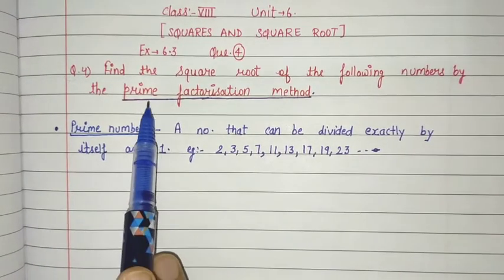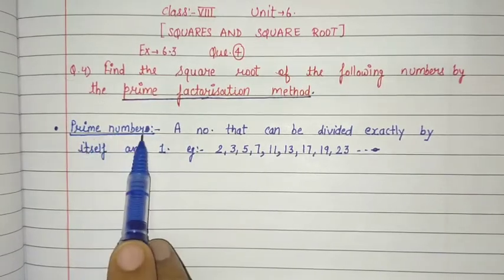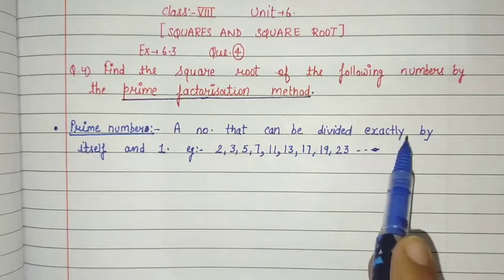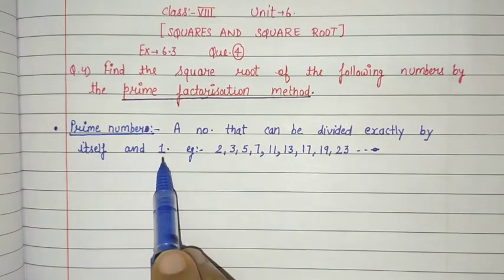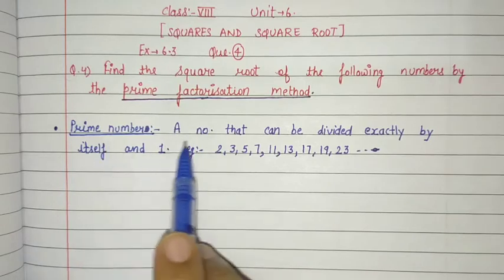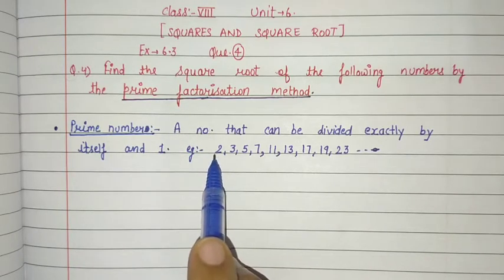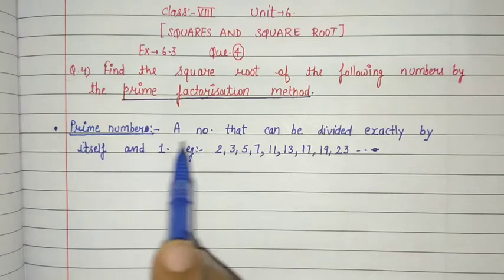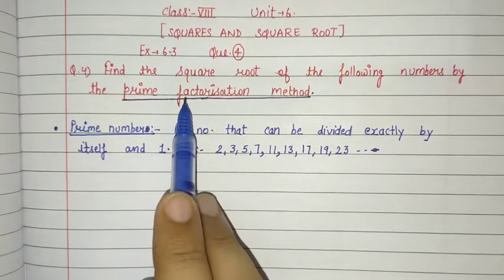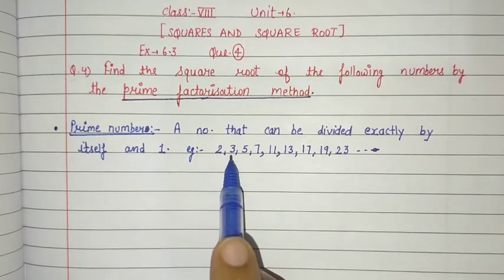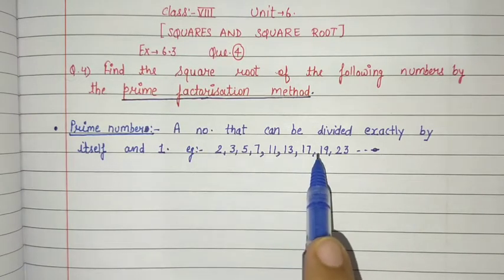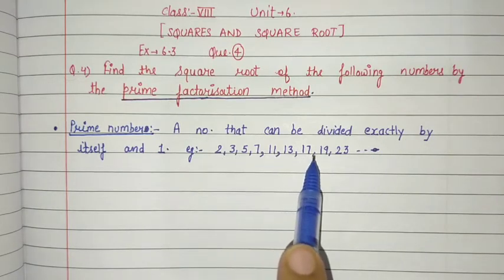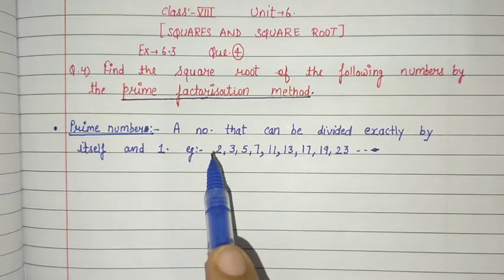Okay, so before that we will study prime numbers. What is a prime number? A number that is only divisible by itself and 1. For example, 2 is divisible by 2 only and 1. 3 is also. So these numbers are called prime numbers. In this method we will divide with these numbers only: 2, 3, 5, 7, 11, 13, 17, 19, 23 and so on. Okay, because these numbers are only divided by itself and 1.